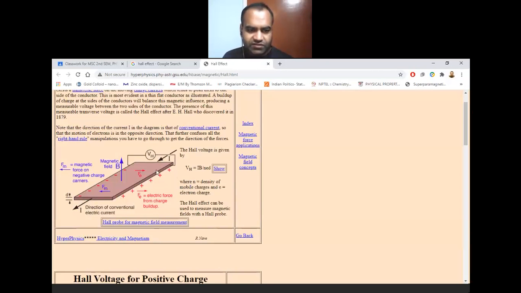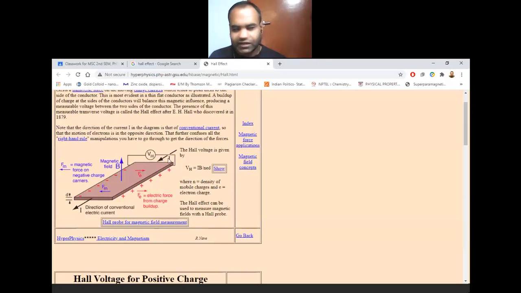Okay, so what is going on? So this is a specimen. Suppose this is a semiconducting sample or any current conducting sample. So what happens? A current is flowing. So you see I, this I symbol means a current is flowing like this. It is coming from this side and flowing across the length of the sample.